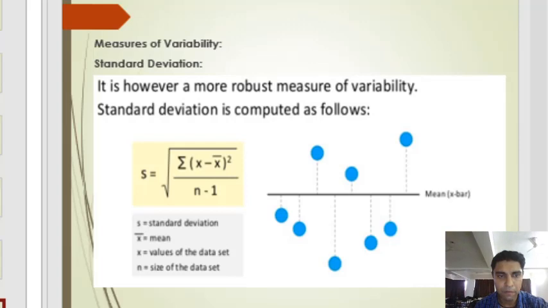Standard deviation is computed by the formula: s equals the square root of the summation of (x minus x bar) squared divided by n minus 1. Here s is the standard deviation, x bar is the mean, x is a value of the data set, and n is the size of the data set. So that is the formula for calculating the standard deviation.